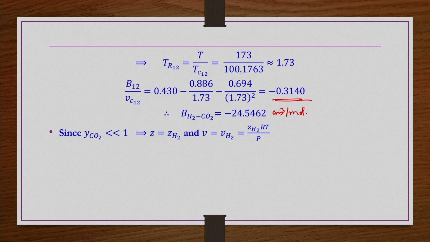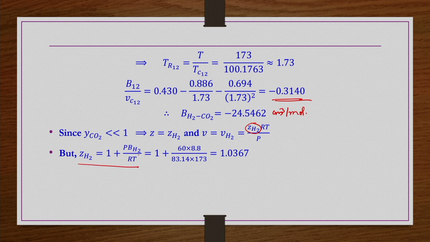And now coming to the compressibility factor, the molar volume of the mixture also needs to be found. It is mentioned that CO2 is very small, only 1%, and 99% is H2. So, that means whatever the Z of the mixture is, it is approximately Z_H2. Obviously whatever V_H2 is, we can say it is V of the mixture. Then V_H2 is nothing but Z_H2 RT by P, but this Z_H2 we have to find out. Z_H2 is nothing but 1 plus P B_H2 by RT according to the virial equation of state, right.